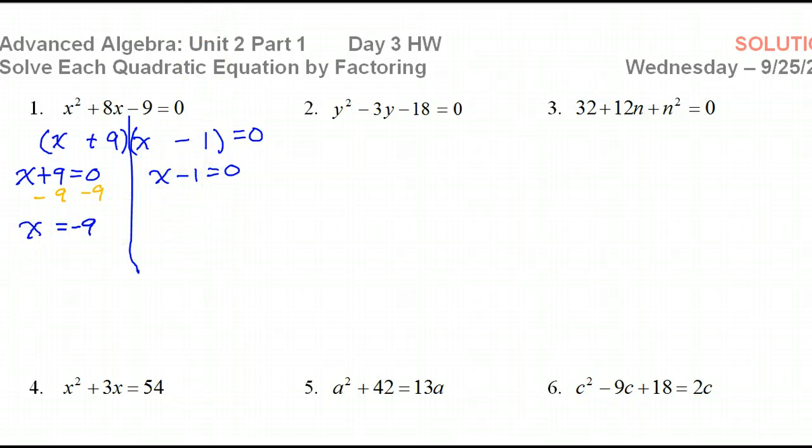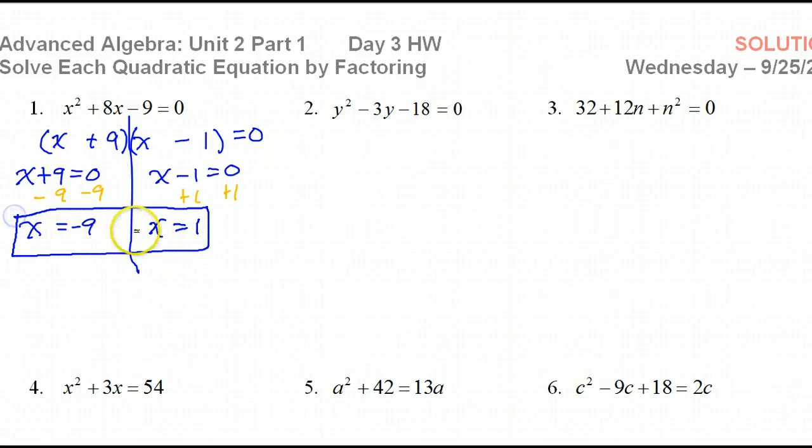And on the other hand, if I add 1 to both sides, that is going to give me x equals 1. So notice that we have two solutions. Either one of these would make a true statement if I plug them back in.